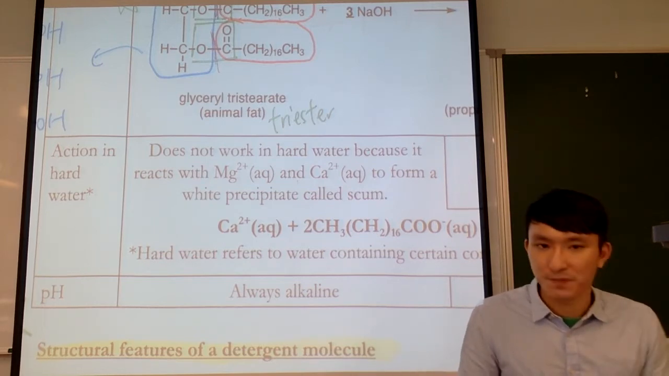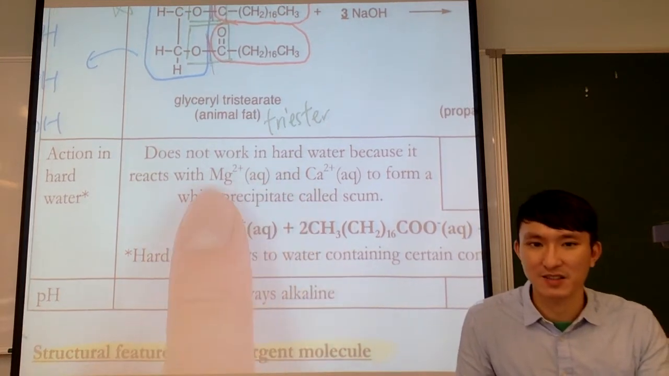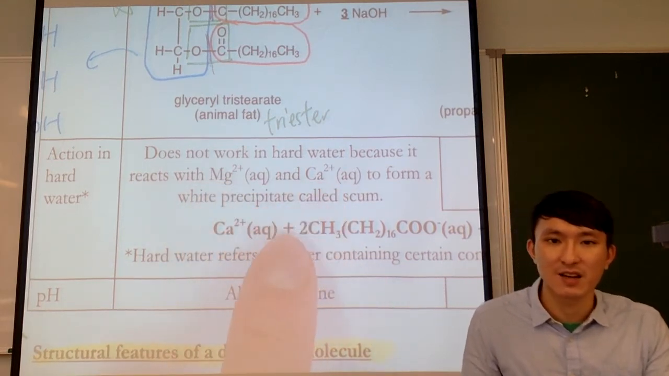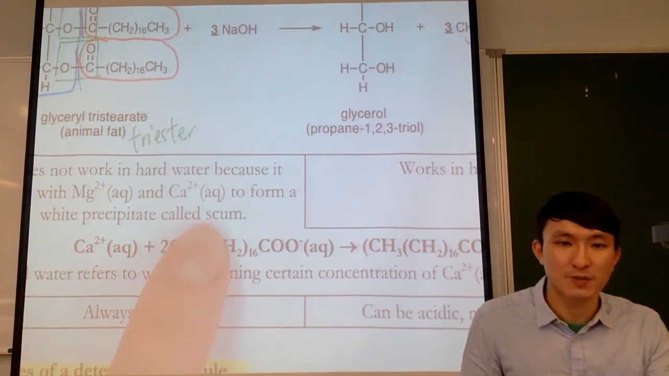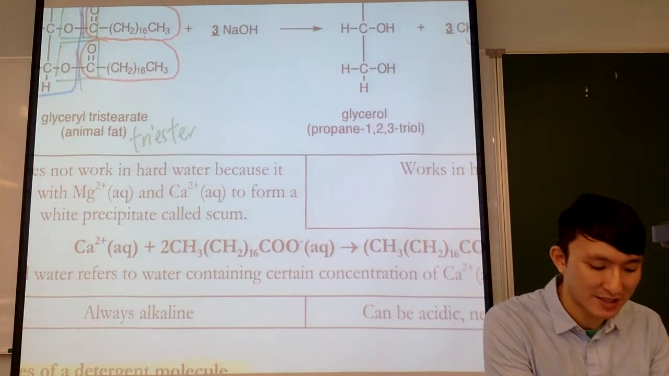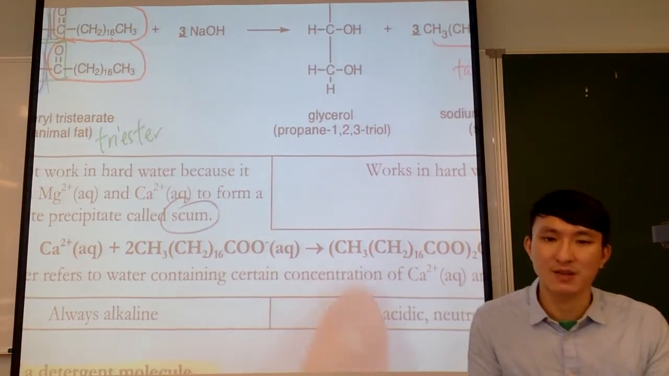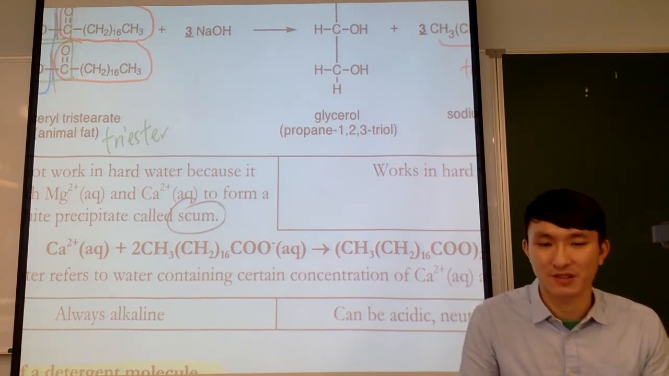Now soap detergent doesn't work in hard water. The reason is that the magnesium ion and calcium ion will form a white precipitate together with the soap molecule. And this white precipitate is called scum. So you want to wash your dishes, but at the same time you keep forming something white in color, a white solid, right? That would definitely not be desirable.